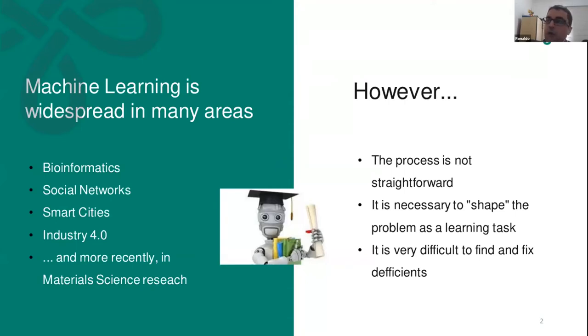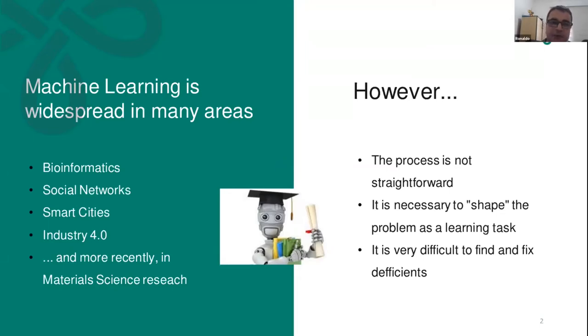But however, this process is not as easy as it could appear at first view. The process is very tricky and requires many steps, so that we can successfully develop machine learning models applied to quantum chemistry data.